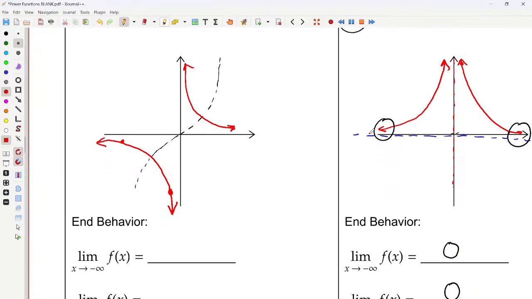And end behavior again is approaching 0. This is rising. If you read it this way, you say, oh, it's rising on this end. It's kind of getting close, but it's not rising forever. It's trapped by 0. This is falling, but not falling forever. It's trapped by 0.